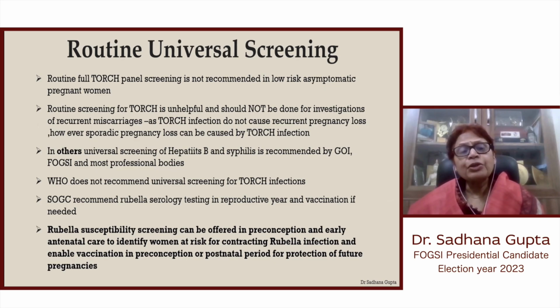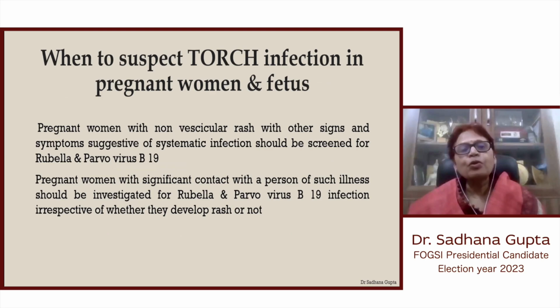Routine screening for TORCH is not required for the general obstetrical population. It is not required for women with recurrent pregnancy loss. However, these infections can cause sporadic pregnancy loss. In others, yes, hepatitis B and syphilis screening has been recommended by almost all professional bodies for pregnant women, but no professional body actually recommends universal screening for TORCH infection. However, a few societies consider that rubella serology testing should be done preconception or at the first visit so that we know the immunological status. So one message to everybody: TORCH for RPL and TORCH for routine screening is not recommended and is not cost effective.